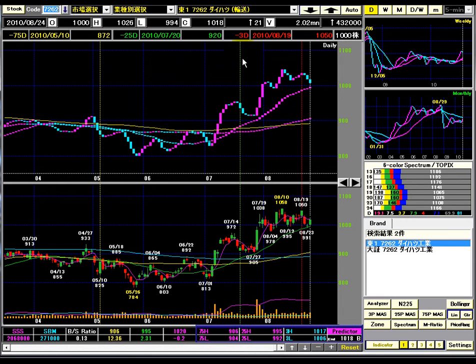So the numbers up here are the same colors as each of these lines that we just looked at.